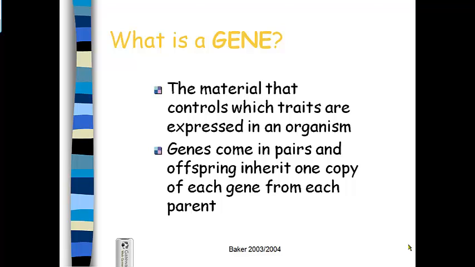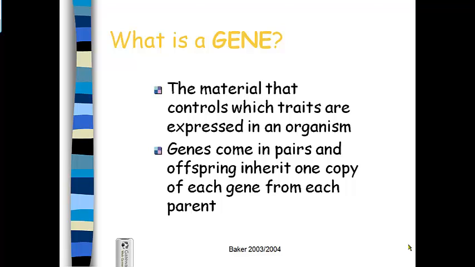And then genes come in pairs. You get one gene from your father and one gene from your mother for each trait. So for instance, for hair color, you get a hair color gene from your mother and a hair color gene from your father. Eye color, you get an eye color gene from your mother and an eye color gene from your father. So basically they are passed down.